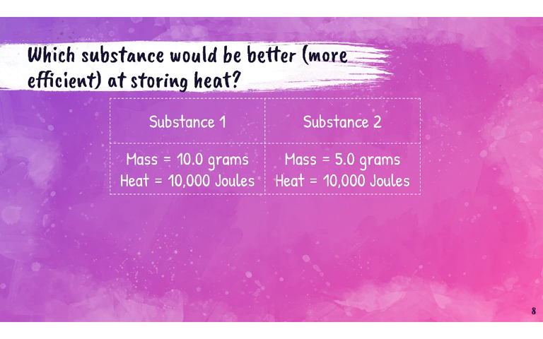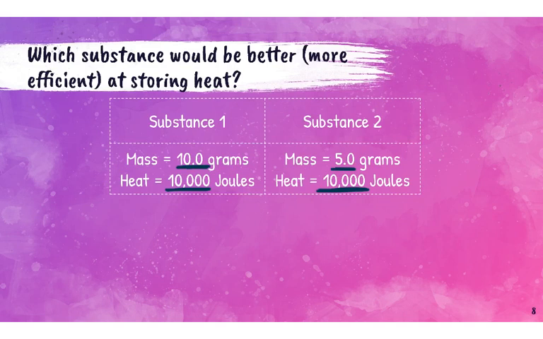Which substance would be better? So think more efficient at storing heat. So now you just compare substance 1, substance 2. So substance 1, we've got 10 grams, and it is storing 10,000 joules of heat. Okay, so substance 2 is 5 grams, and it is storing the same amount of heat, so 10,000 joules. So which one is better at storing this amount of heat? Which one is more efficient?